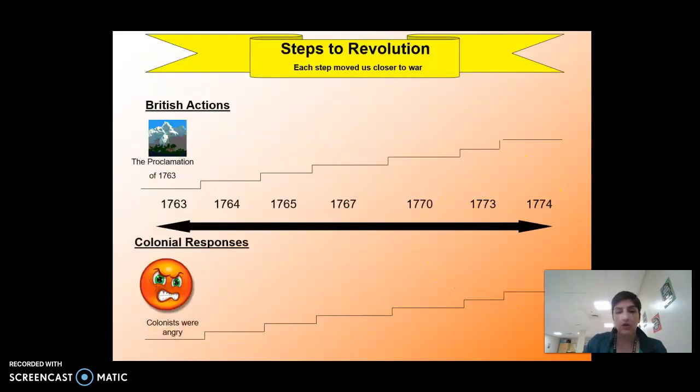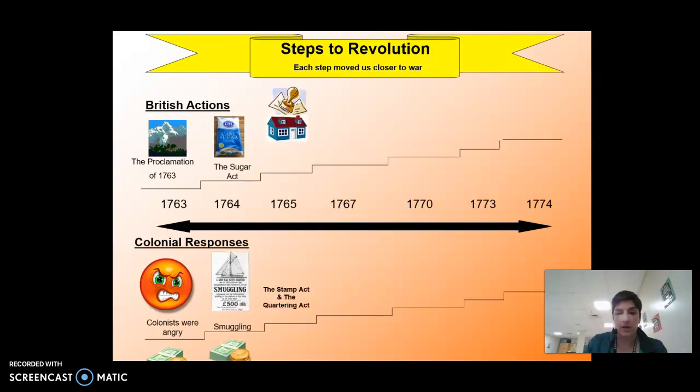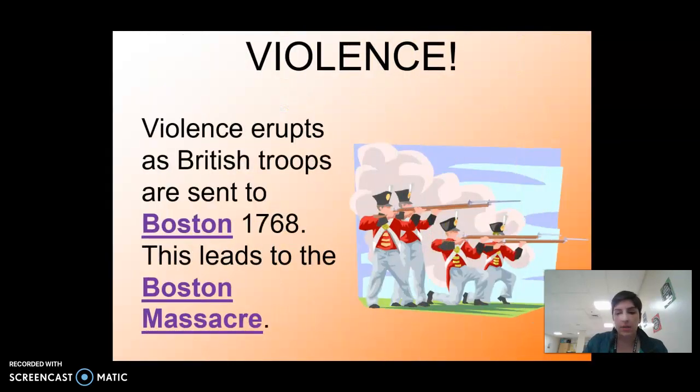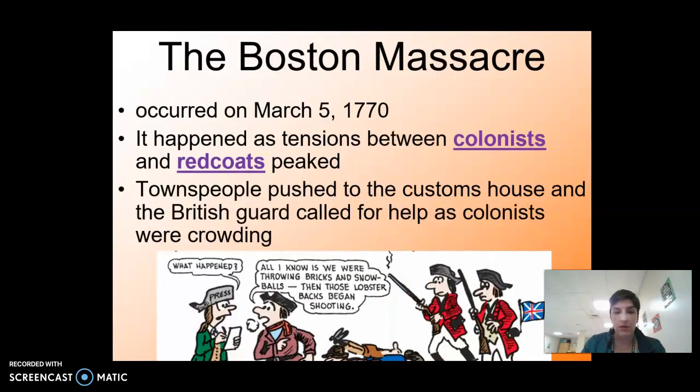All right, we're getting closer to the Revolution. We covered these. So as we're going through them, you're going to see the Townshend Acts of 1767. You start getting more boycotts. And then suddenly we have violence. So violence erupts as British troops are sent to Boston in 1768. This leads to something called the Boston Massacre.